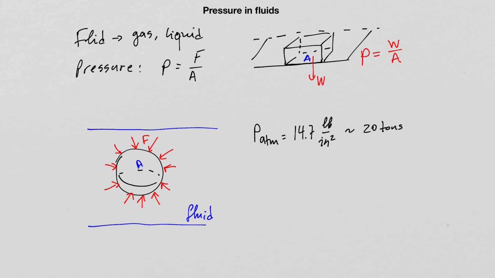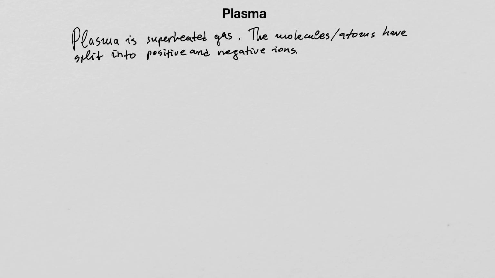The fourth state of matter that I'd like to talk about is plasma. Plasma is superheated gas in which the molecules or atoms have split into positive and negative ions. So the temperature is so high that the atomic bonds in the molecules or the atoms that make the gas have been broken. And now we have positive and negatively charged particles, ions.